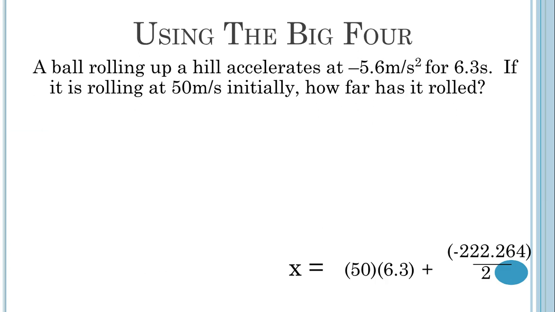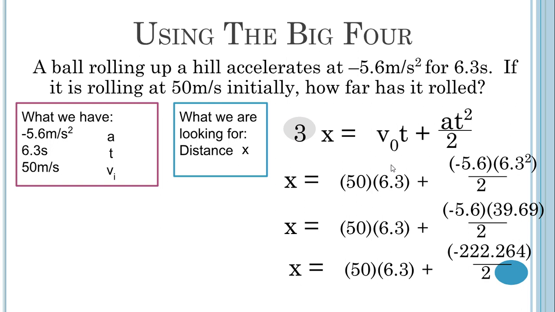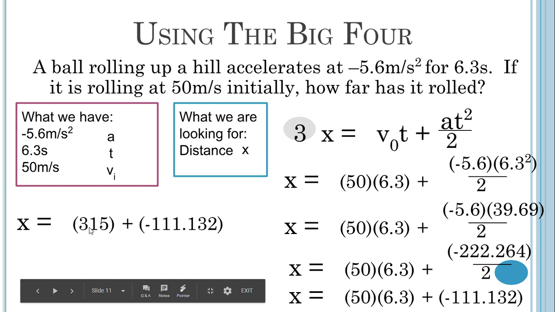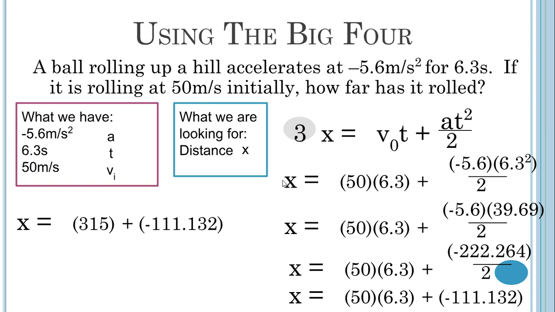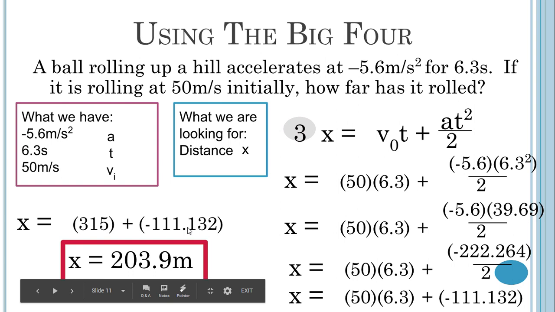Next one, I already have a little bit there. A ball rolling up a hill accelerates at negative 5.6 meters per second squared. This is what we're given. Looking for x, so I'm going to leave x over here. Just plug in my values. Plug in, squared this, got this, multiply this, got this, divided by 2, got this, multiplied 50 times 6.3, got this. This is negative because the acceleration was negative, which means the ball is slowing down. So we get the ball goes 203.9 meters when it goes 6.3 seconds.